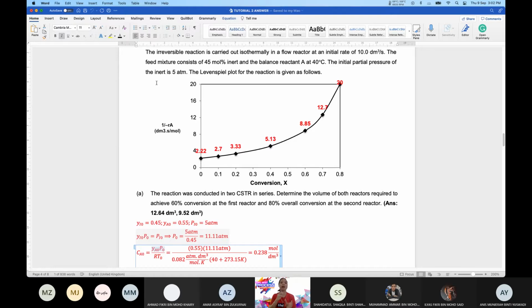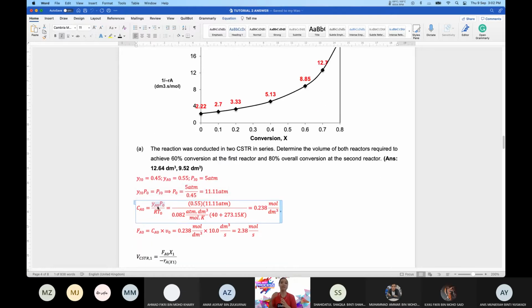Okay. So now you have to come back a little bit to understanding concept. Remember I told you, kalau YA0 darab dengan P0, kita dapat PA0 kan? YA0 darab total pressure, dapat partial pressure A. So same concept. Kalau saya buat YI0 darab dengan P0, saya dapat partial pressure inert. So YI0 mole fraction inert darab dengan total pressure, saya dapat partial pressure inert. Tahu PI0, tahu YI0, I can get P0, the initial total pressure.